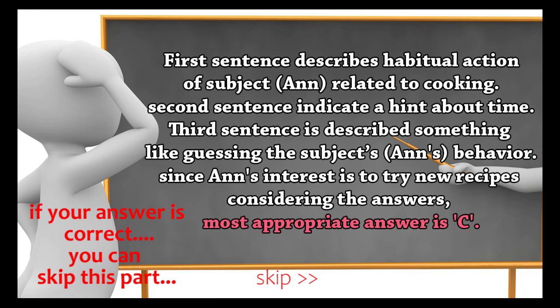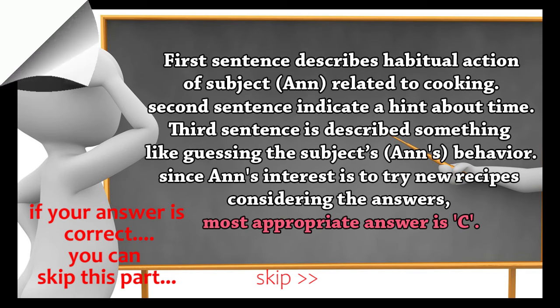The first sentence describes a habitual action of the subject, related to cooking. The second sentence indicates a hint about time. The third sentence describes something like guessing the subject's behavior. Since the subject's interest is to try new recipes, considering the answers, the most appropriate answer is C.